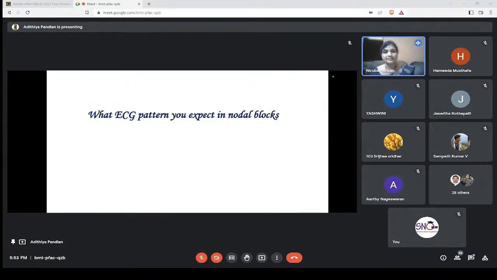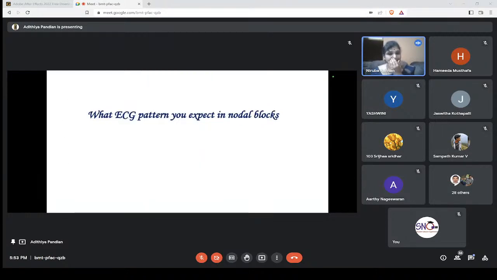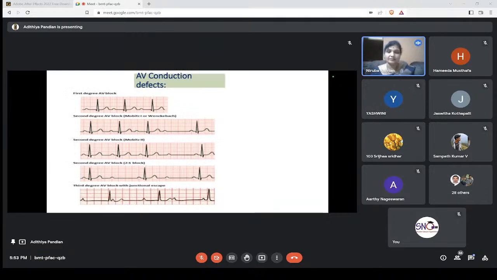Okay, what is the ECG pattern in nodal blocks? How do you expect it? So AV, the next slide, please. So this is, you can put up the next slide also. This is a first degree heart block. What do you find here? The PR interval is just prolonged. That means it is only a prolonged PR interval. The next, please. In second degree, you have Mobitz 1 and Mobitz 2.